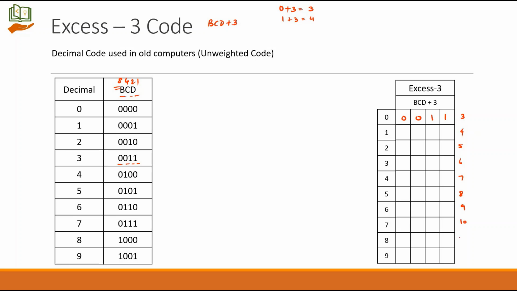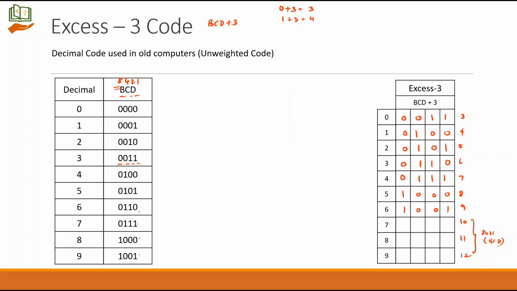Then we have 10, 11 and 12. So what are these 10, 11 and 12? They are from the 8421 code, which is the BCD. So let's start with 1 now. So we need to represent 4. So 4 is 0100. Then we have 5, 0101, then 6, 0110. 7 is represented as 0111. 8 is represented as 1000. 9 is represented as 1001.